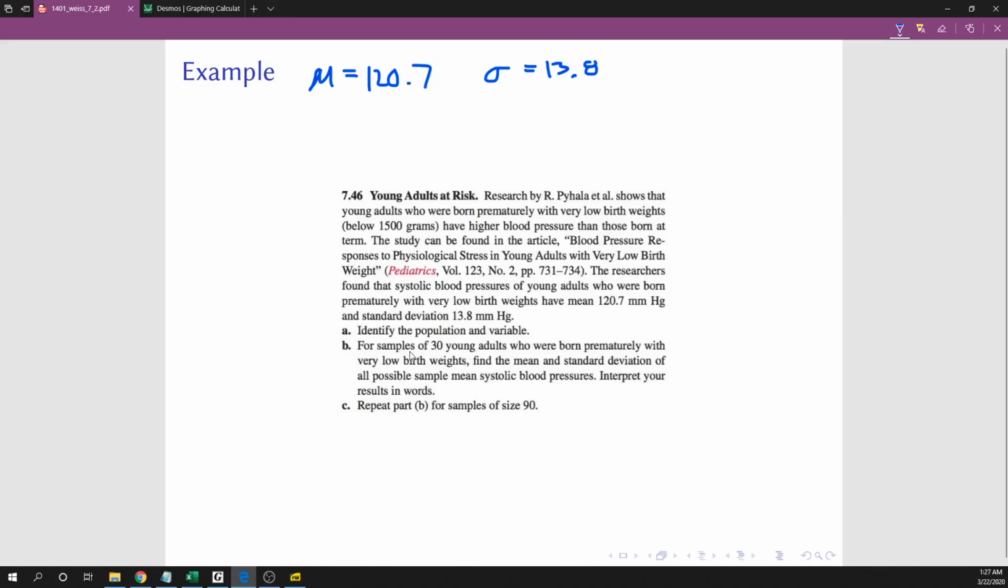Now in part B, they're talking about samples of size 30, so that would be n equals 30. And it says find the mean and standard deviation of all possible sample mean systolic blood pressures. So they are talking about mu of x bar here, which we know from watching the video in 7.2 is equal to the population mean, and therefore that is going to be 120.7.